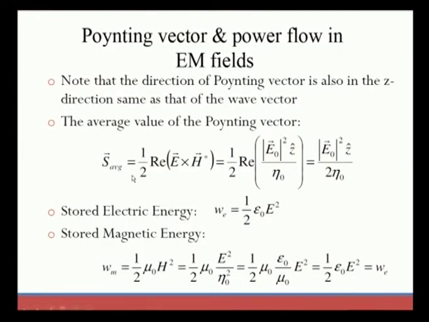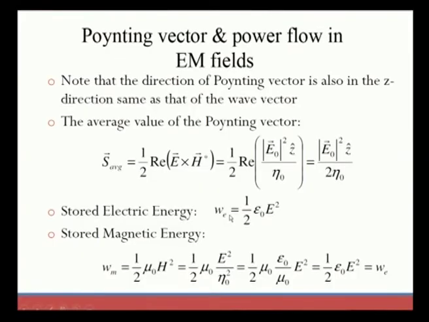That will be similar to how we found it for the x and y direction, that is, S average is equal to 1 by 2 into E cross H. When the E and H values are substituted and simplified, we get E naught square divided by 2 eta naught into z as the average value of the Poynting vector. Finally, we know that the stored electric energy, W E, will be 1 by 2 epsilon naught E square.